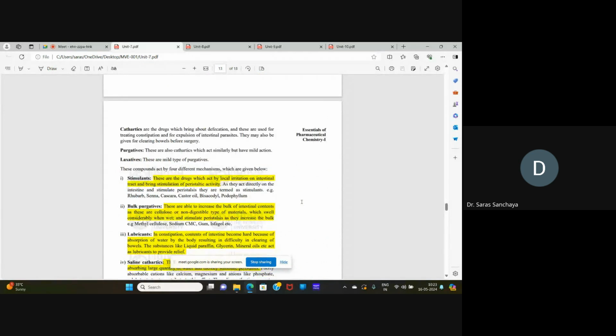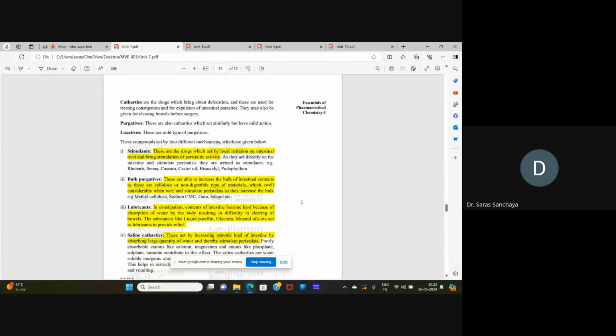They can be stimulants, which are drugs that act by local irritation on the intestinal tract and bring about stimulation of the peristaltic activity in the intestine. Then bulk purgatives. These are able to increase the bulk of the intestinal contents, and these are cellulose or non-digestible types of material which swell considerably when wet and stimulate peristalsis as they increase the bulk of the stool.